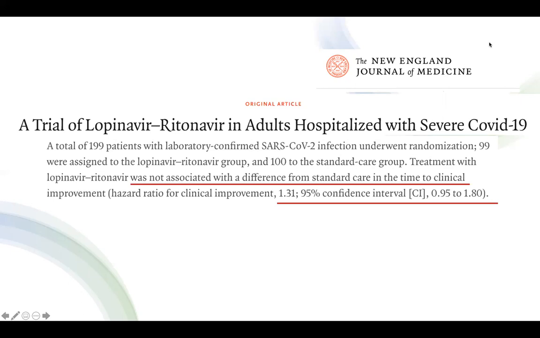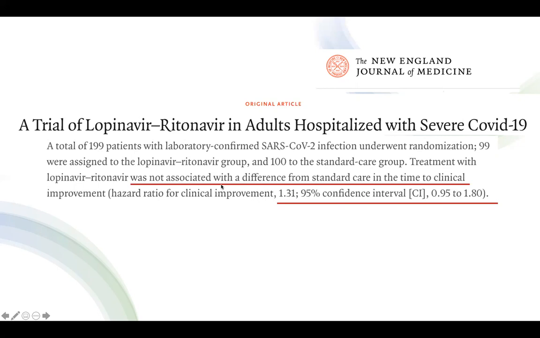So basically, this was a trial of an HIV vaccine or HIV treatment and whether it helped COVID or not. And they found, and this is what they wrote, that the treatment was not associated with a difference from standard care in time to clinical improvement, with a hazard ratio of 1.31 and a confidence interval of 0.95 to 1.80. So because a hazard ratio of 1 was included in the confidence interval, it was not statistically significant. And then they drew the conclusion that it was not associated, that there's no effect.